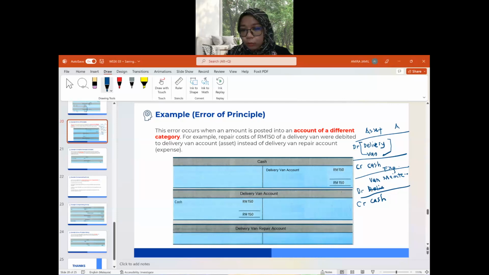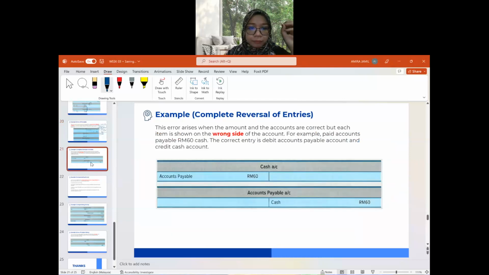But when we make this error, even if we record this in a different account, it will not affect the balance of the trial balance because it's the same debit side, but it's still wrong. Okay, you have to be extra careful in determining each of the journal entries.